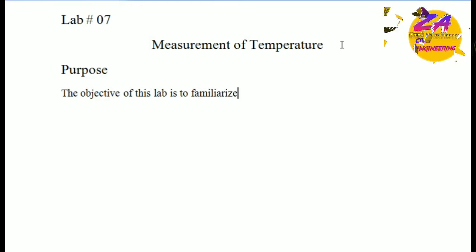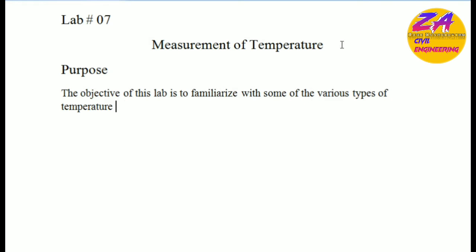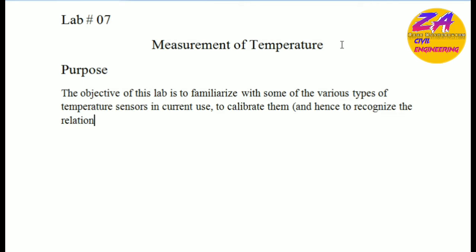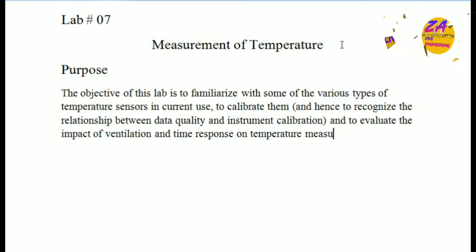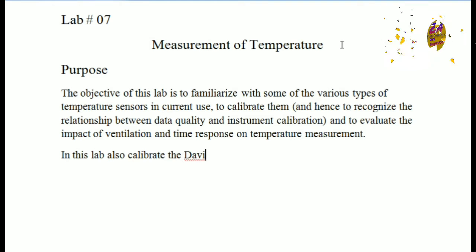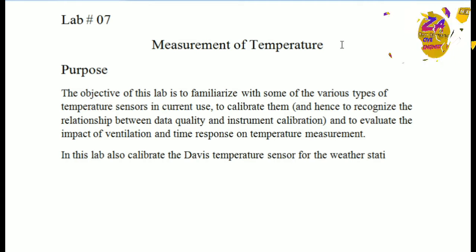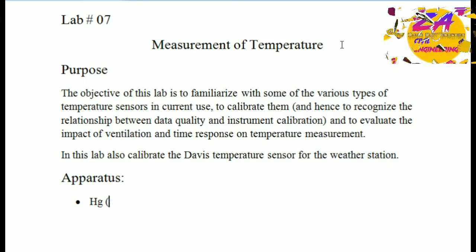First of all, purpose. The objective of this lab is to familiarize with some of the various types of temperature sensors in current use, to calibrate them and hence to recognize the relationship between data quality and instrument calibrations, and to evaluate the impact of ventilation and time response on temperature measurement. In this lab we also calibrate the temperature sensors for the weather stations.